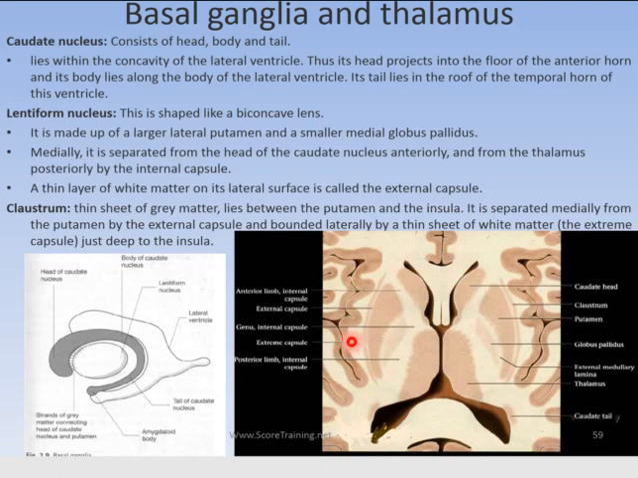The claustrum is a thin sheet of gray matter that lies between the putamen and the insula. It is separated from the putamen by the external capsule and from the insula by the extreme capsule, just deep to the insula. So in sequence: internal capsule, lentiform nucleus, external capsule, claustrum, extreme capsule, insula. Anteriorly the caudate, posteriorly the thalamus. Then the lentiform nucleus, then the external capsule, which is white matter. Then the claustrum, gray matter. Then the extreme capsule, white matter. And the insula is also gray matter.